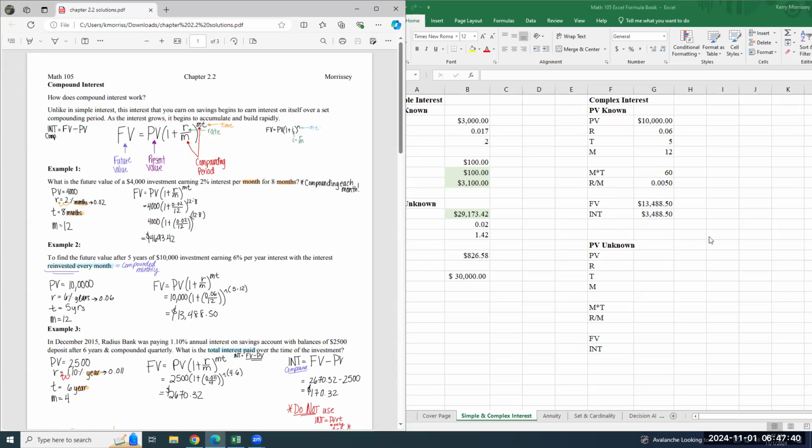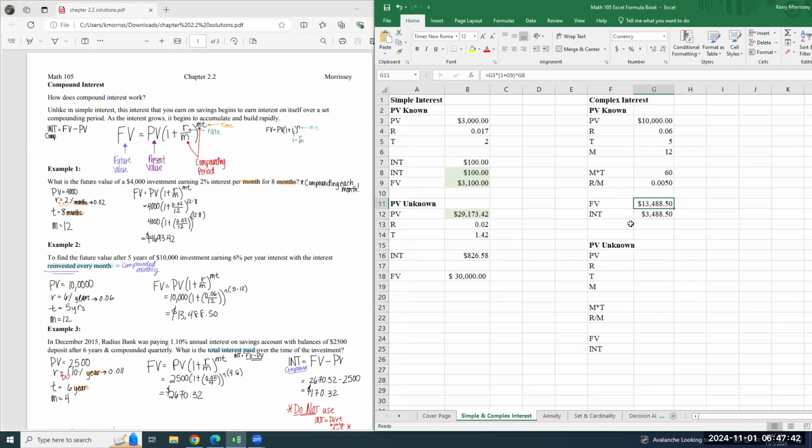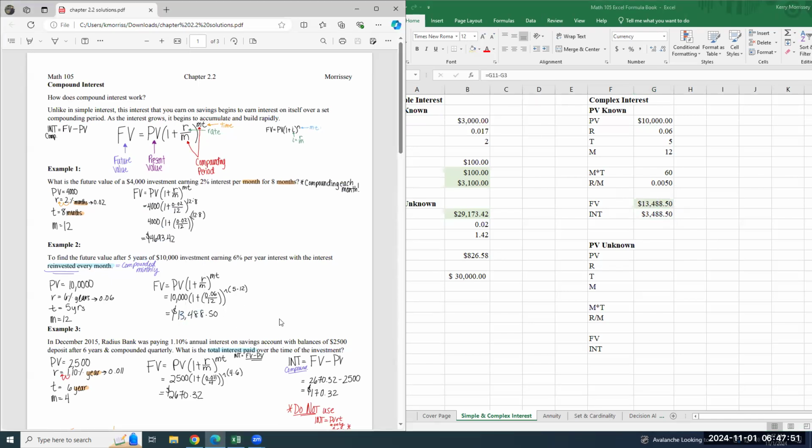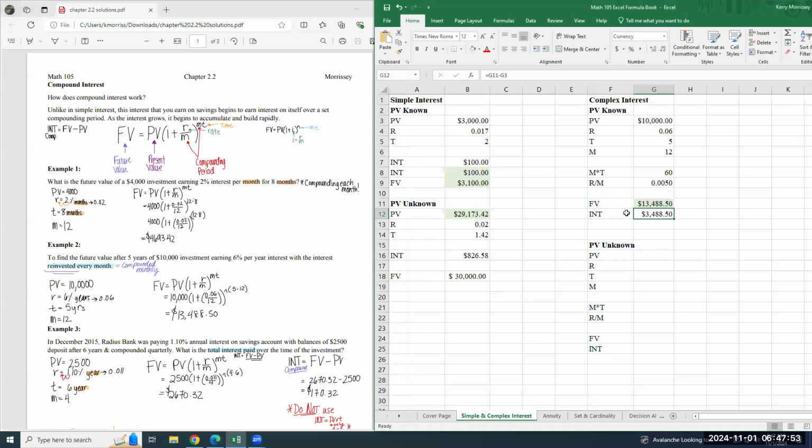And you'll notice that, again, your future value here is $13,488.50. This is where your answer is going to come out to be, which we had right here as well. And then again, if you are interested in the interest that has been earned over that period, it would be about $3,488.50.